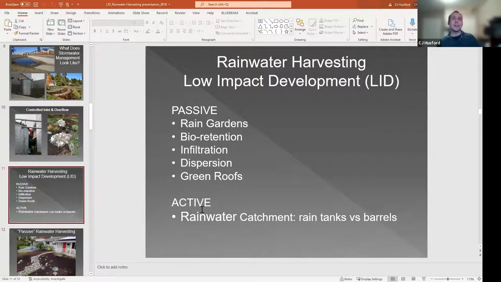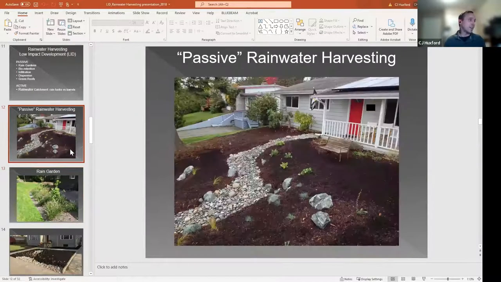So bioretention, that term could mean these fancy little systems that might have a few plants, in storm ditches or for stormwater controls. Infiltration typically is a dry well. Most folks know infiltration as a dry well system. It's basically a hole that's dug in the ground with clean drain rock put in, with a controlled inlet and then overflow, and then dispersion and green roofs. We'll look at a couple of examples of these, and then active rainwater harvesting: the rain tanks and then rain barrels.